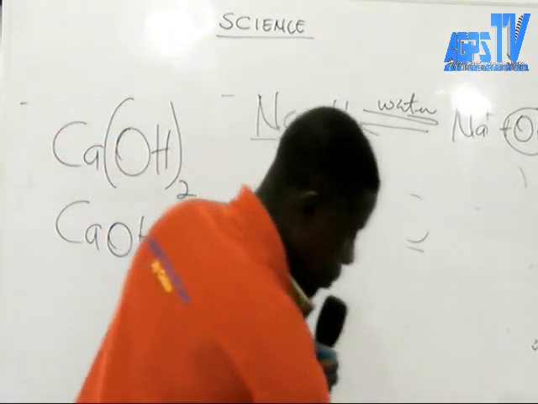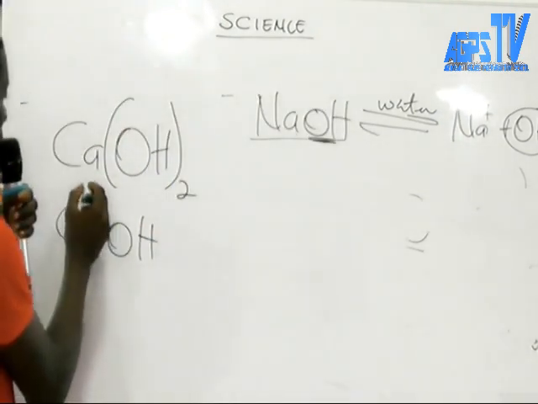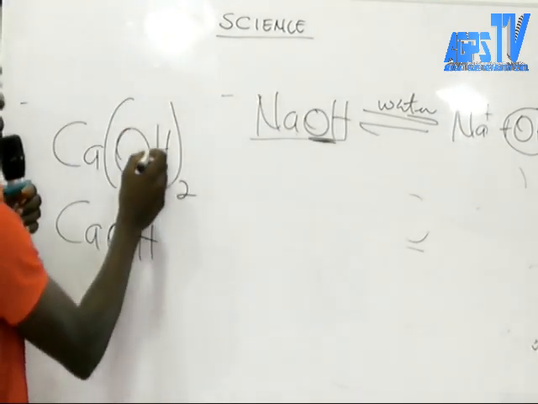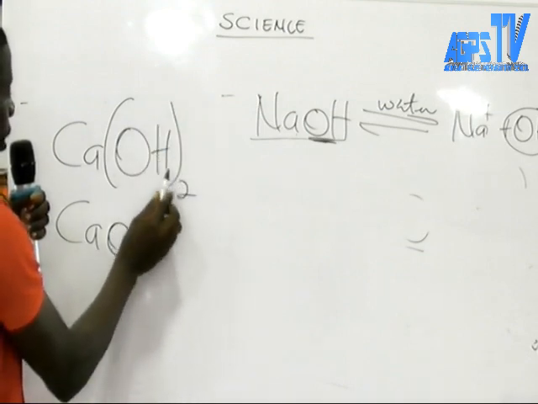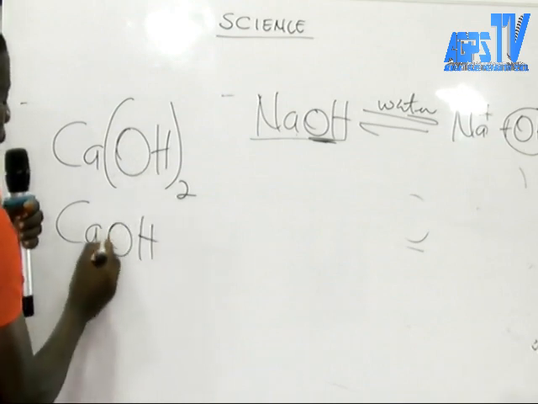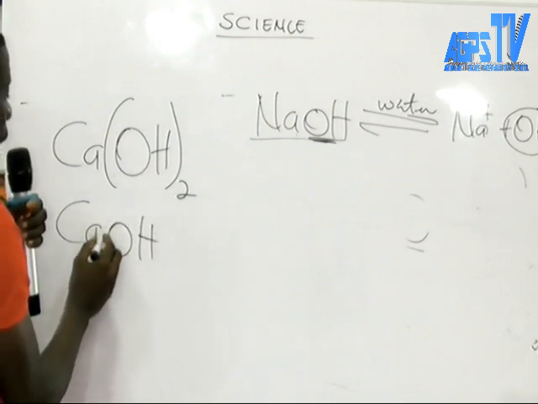Now, look at the first formula: Ca(OH)2. Here, this 2 is multiplying the H and the O. If you write it the other way, you are wrong. I want you to pay attention.